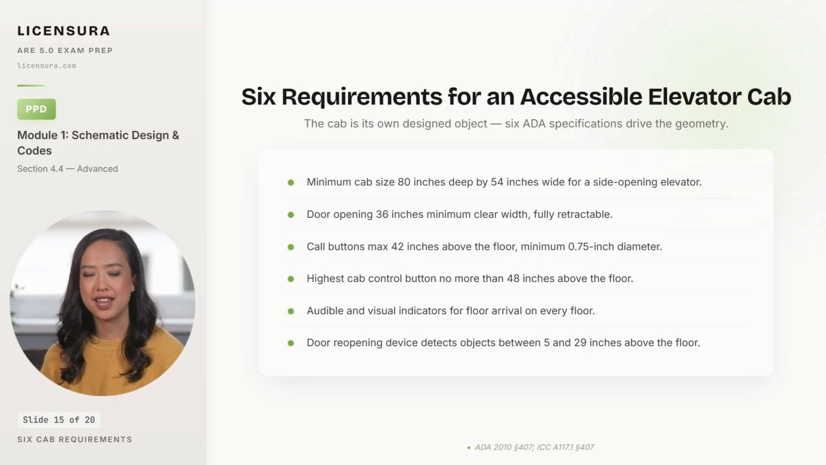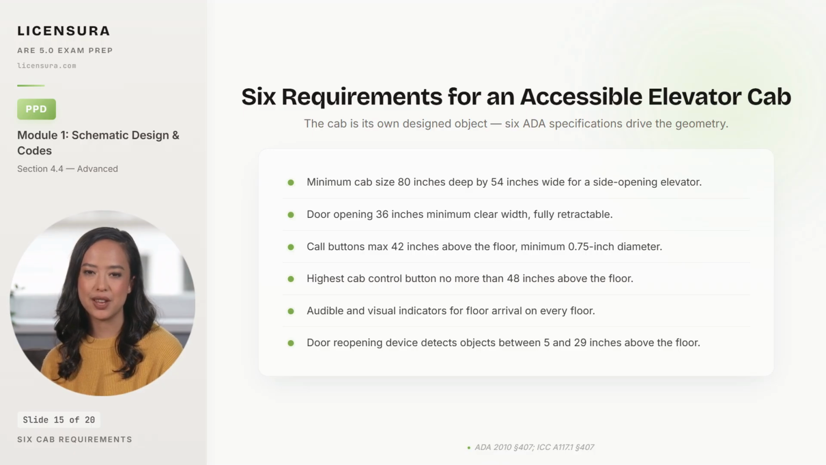Second, door opening: 36 inches minimum clear width, fully retractable so the door does not encroach on the doorway. Third, call buttons in the hoistway lobby: maximum 42 inches above the floor with minimum 3/4 inch diameter to allow palm activation by users with limited grip strength. Fourth, controls inside the cab: the highest control button cannot sit more than 48 inches above the floor, which is the seated reach range from a wheelchair.